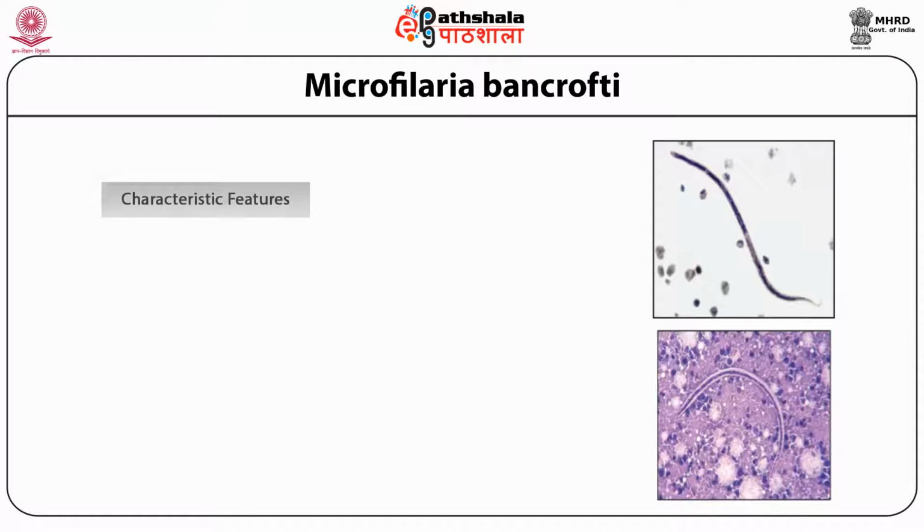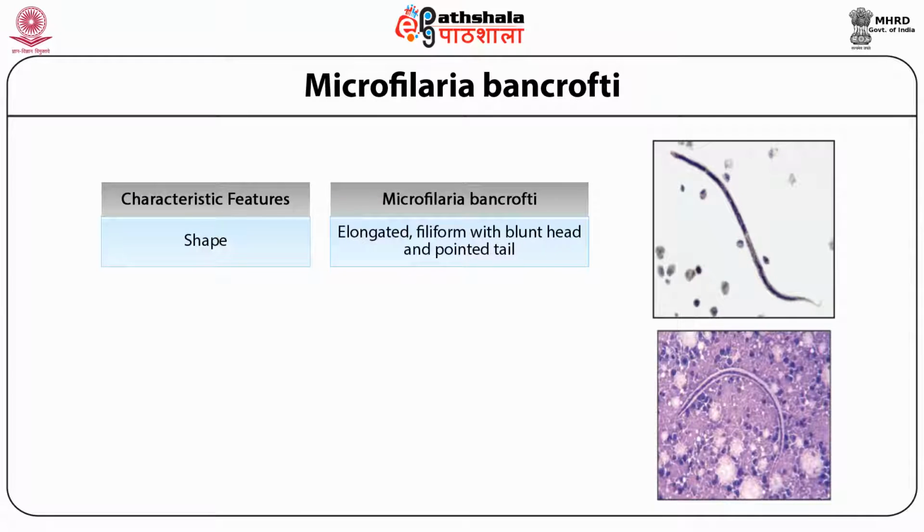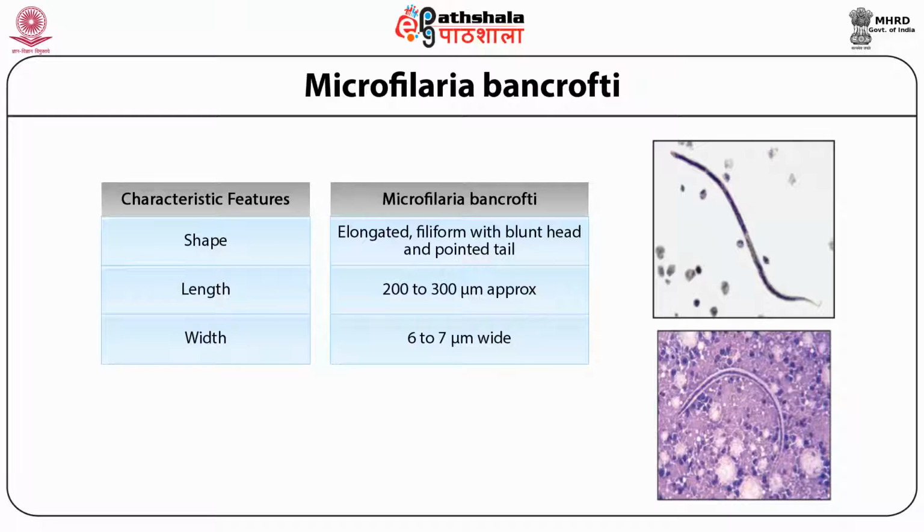Microfilaria bancrofti, the larvae of Wuchereria bancrofti, are elongated and filiform with a blunt head and pointed tail, as you can see in the figure. Their length is only 200 to 300 micrometers approximately, and the width is only 6 to 7 micrometers. As you learned earlier, the length of adult Wuchereria bancrofti is around 4 to 5 centimeters. So you can see how much growth they have to attain.